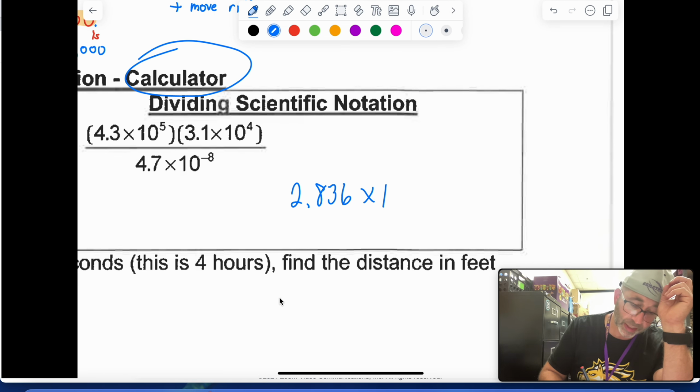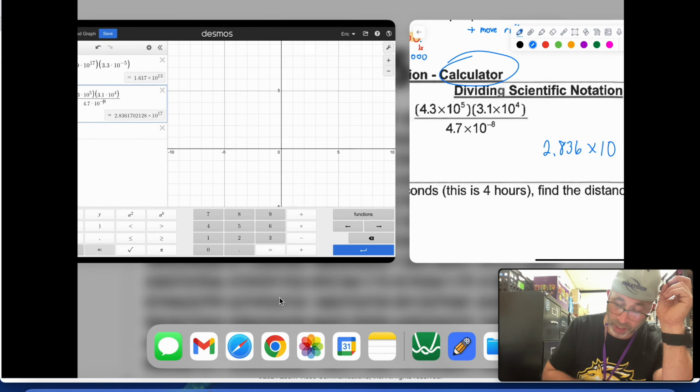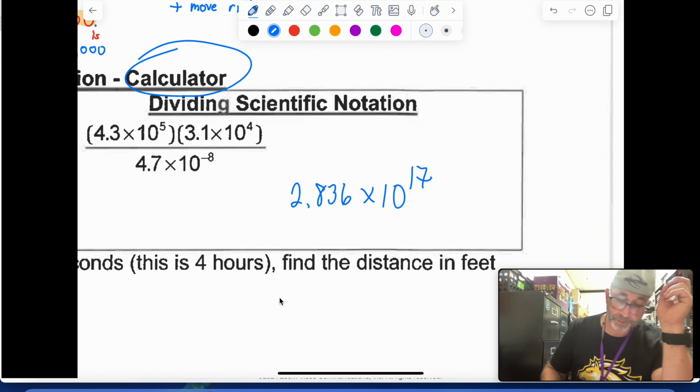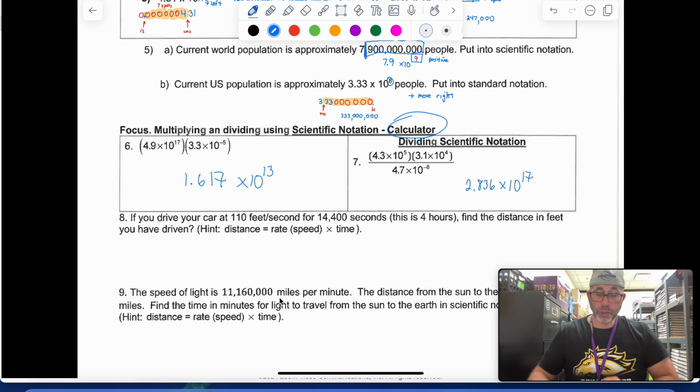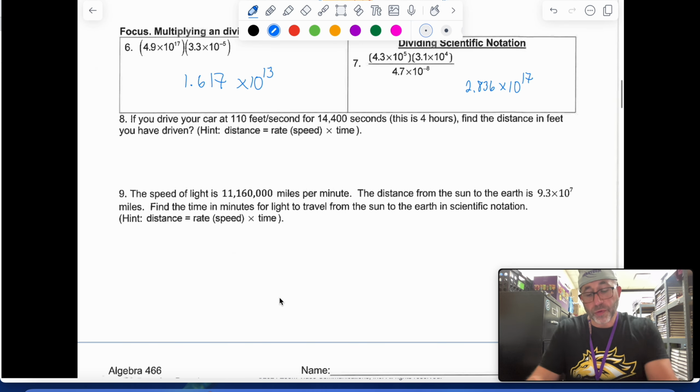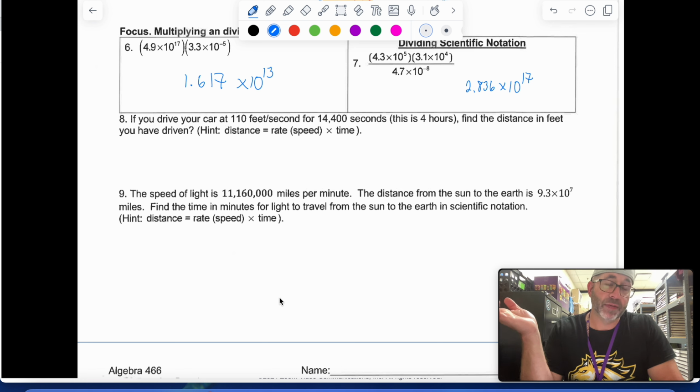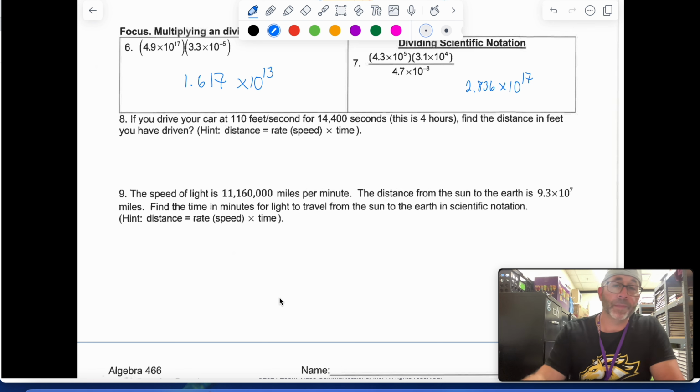2.836 times 10 to the 17th power. All right. 2 more problems here. If you were to drive your car at 110 feet per second for 14,400 seconds, that really means that you're driving for 4 hours. It says find the distance in feet that you have driven. So the formula when we're talking about distance, rate, and time is distance is equal to rate times time.